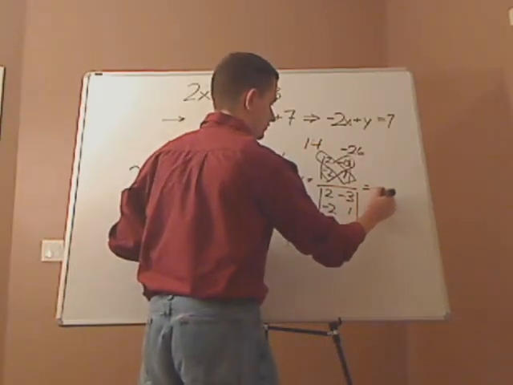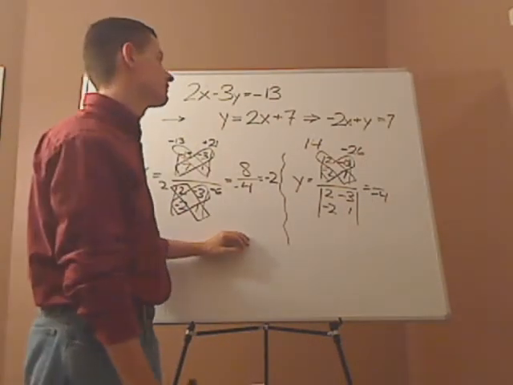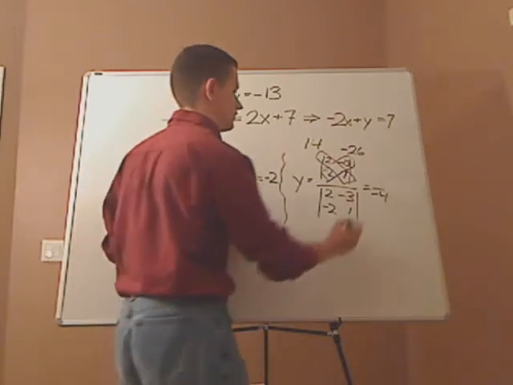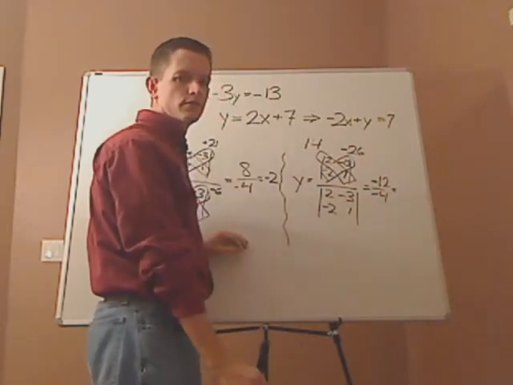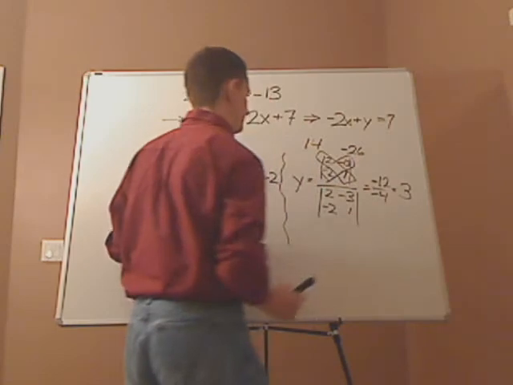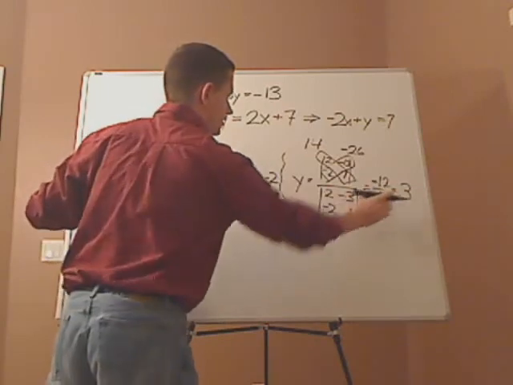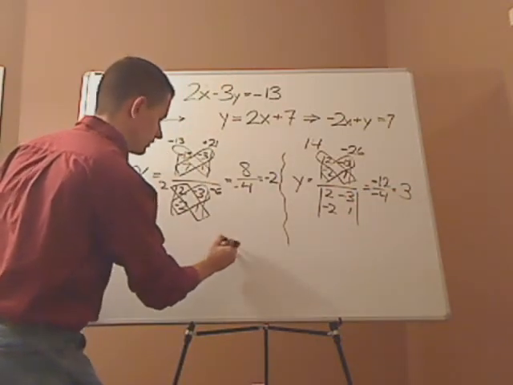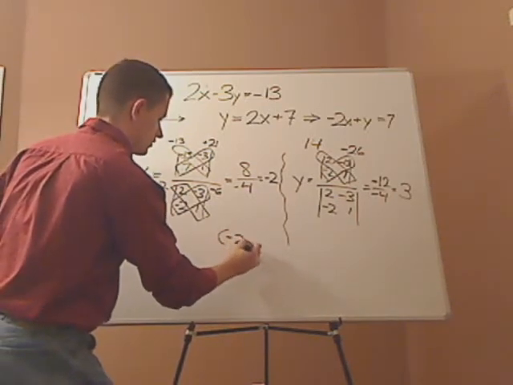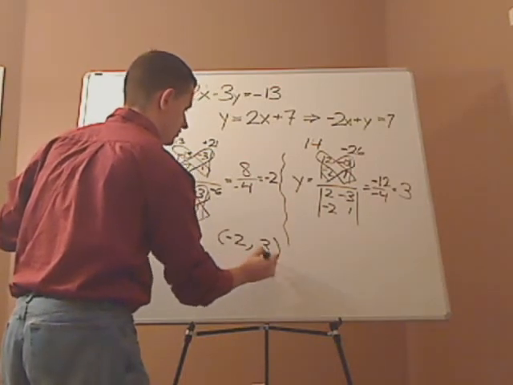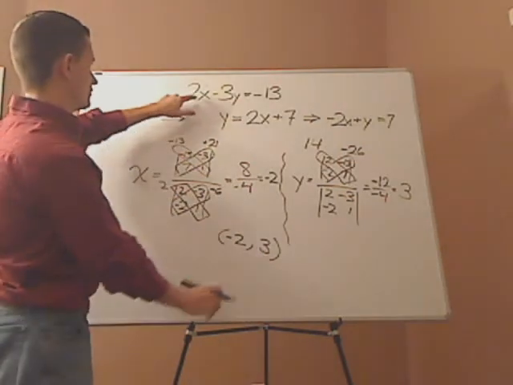So I have negative 4. And what's 14 minus 26? Yeah, it's negative 12. And what's negative 12 over negative 4? Positive 3. So my x is negative 2, and my y is a positive 3. So your solution is a point, negative 2, comma 3. Now what you can do is take this and plug it in.